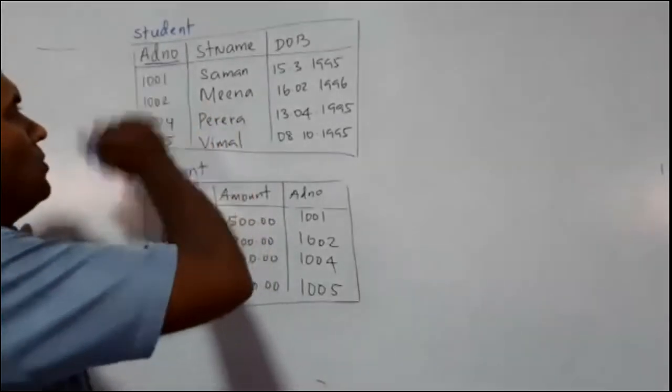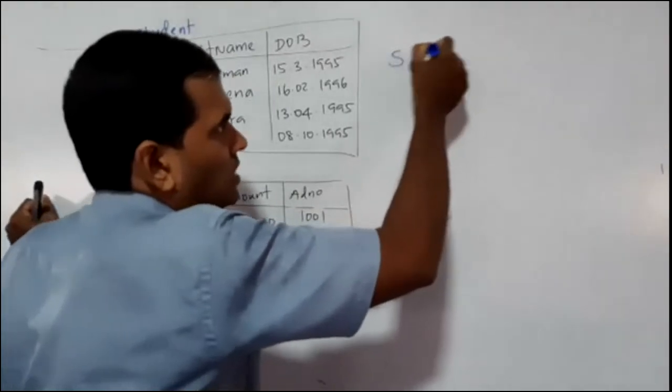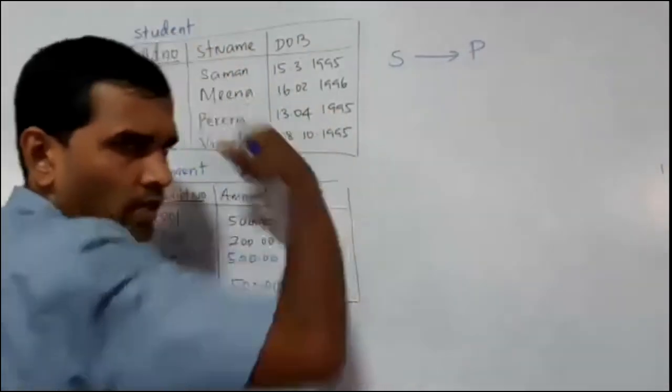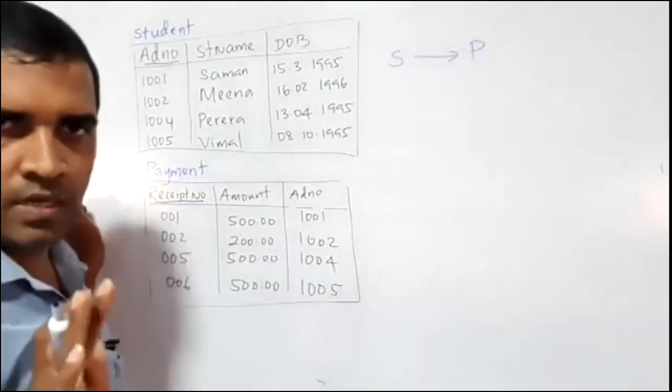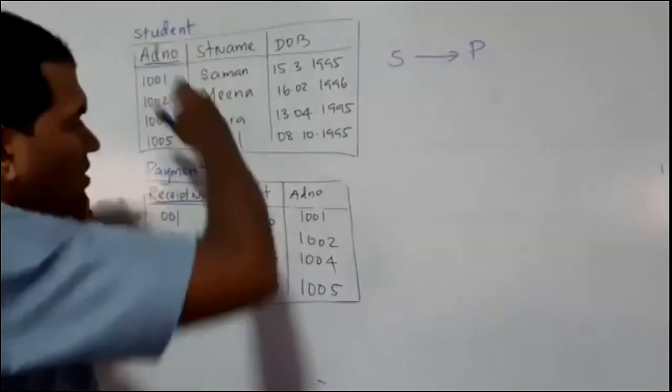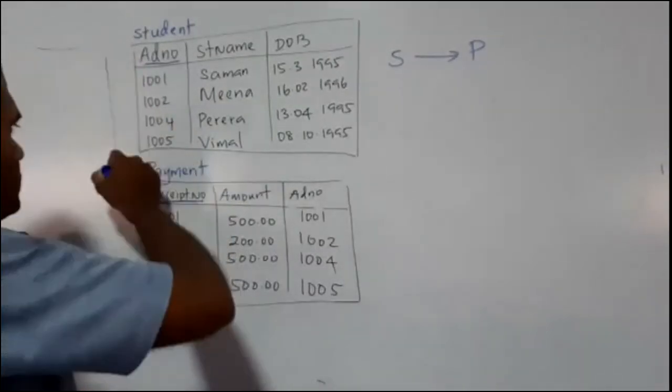So how to find it? First of all, you have to check from student table to payment table in one direction. Even you can start from payment to student, of course, it is correct. But I'm starting from student and then coming to payment, in this direction, right here.